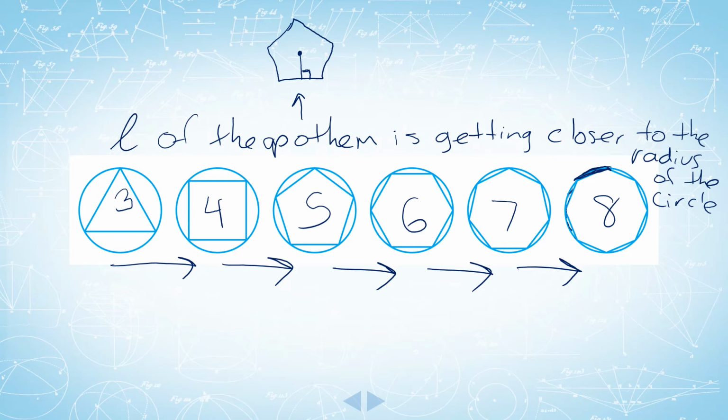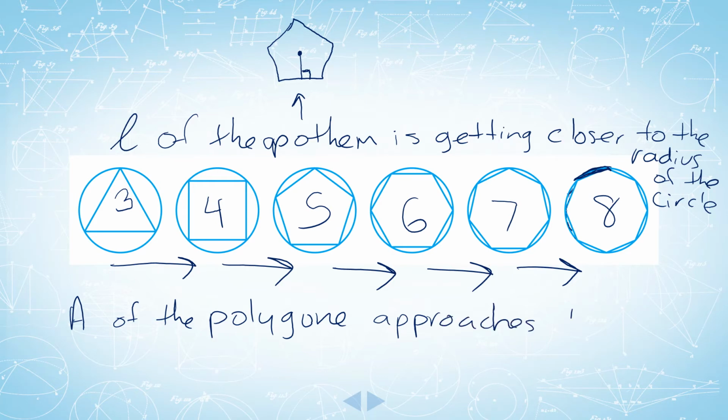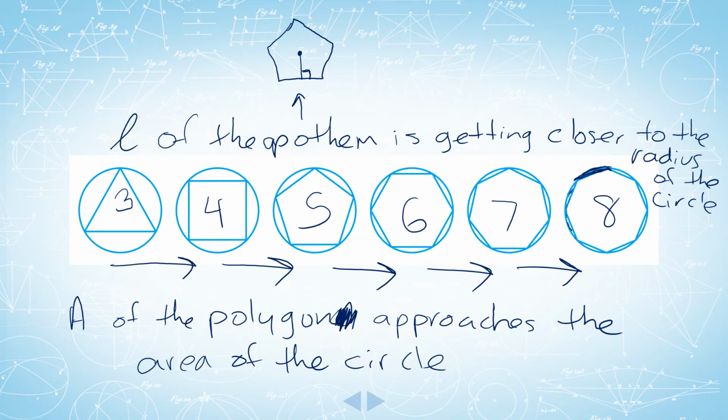As the length of the apothem gets closer to the radius of the circle, we can also see that the area of the polygon approaches the area of the circle that it's inscribed in. The area of the polygon approaches the area of the circle. This is really useful for us because it can help us derive the formula for the area of a circle from what we already know.